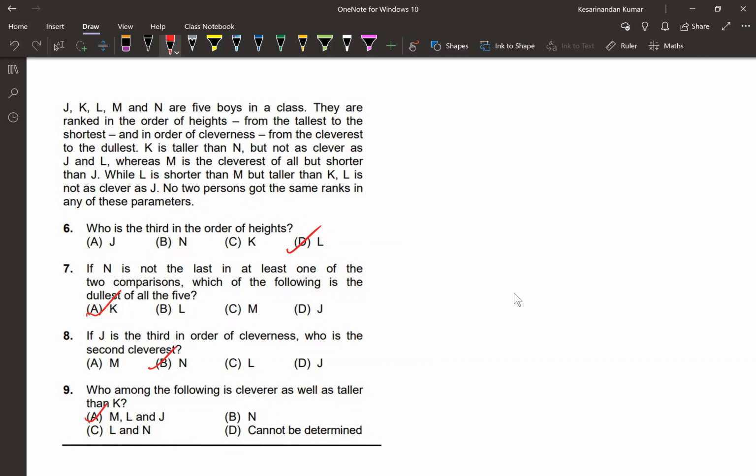Yes, Uttam, now it's correct. As everyone has got it correct, we'll move to the next one. I don't think this needs to be discussed if everyone is getting it correct.